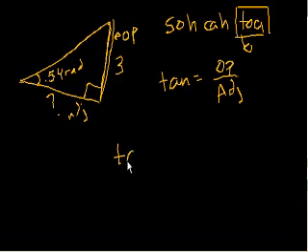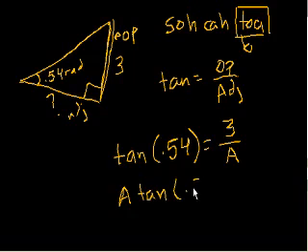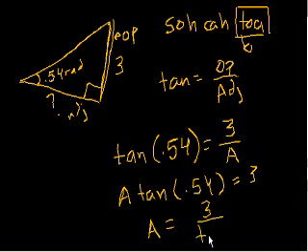So the tangent of 0.54 will equal the side opposite to it. So that's 3, right? The opposite side is 3 over the adjacent side. Well, once again, the adjacent side is what we don't know, so we have to solve for a. So if we multiply both sides by a, we get a tan of 0.54, and we could do that because we know it's not 0, equals 3. Or a is equal to 3 divided by the tangent of 0.54.